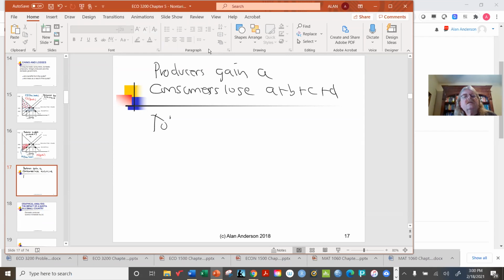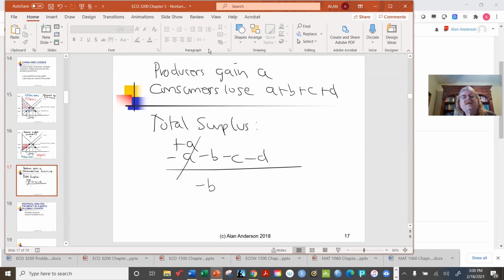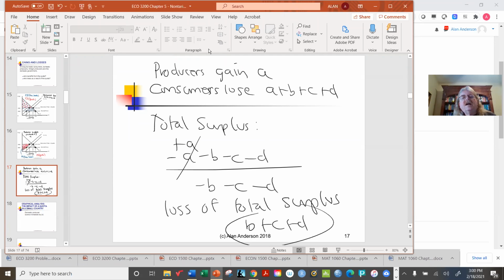So total surplus can be thought of as doing the following. We gain A, but we subtract A, B, C, and D. So we end up with minus B, minus C, and minus D. So the loss of total surplus is those last three letters, B plus C plus D. And this is defined as our dead weight loss.